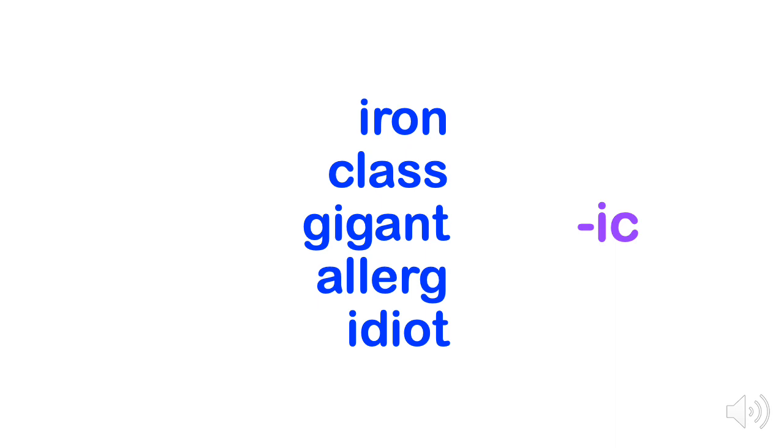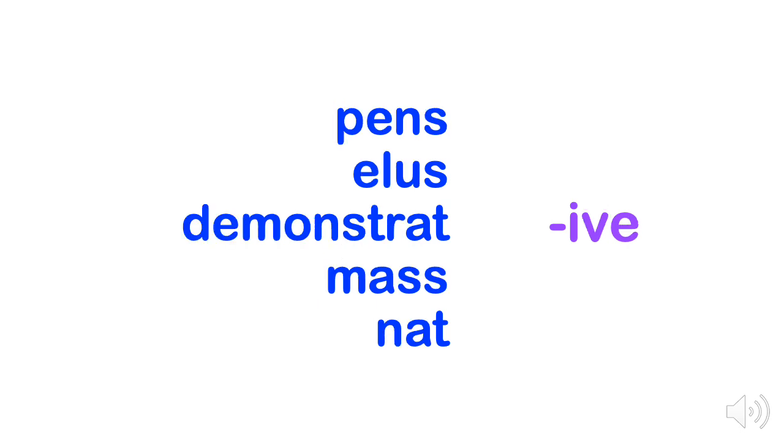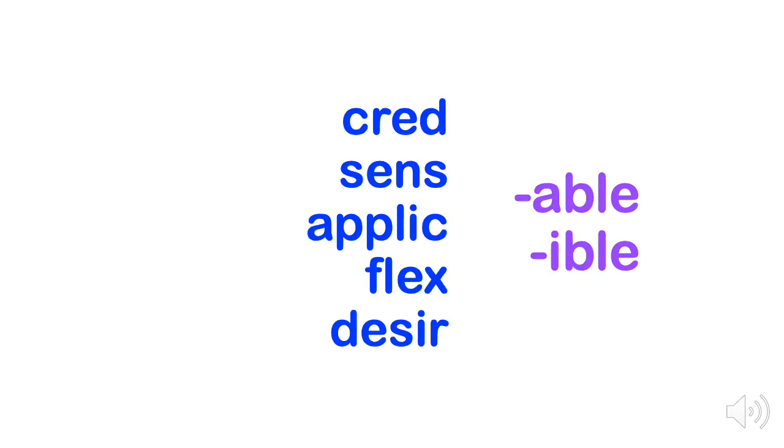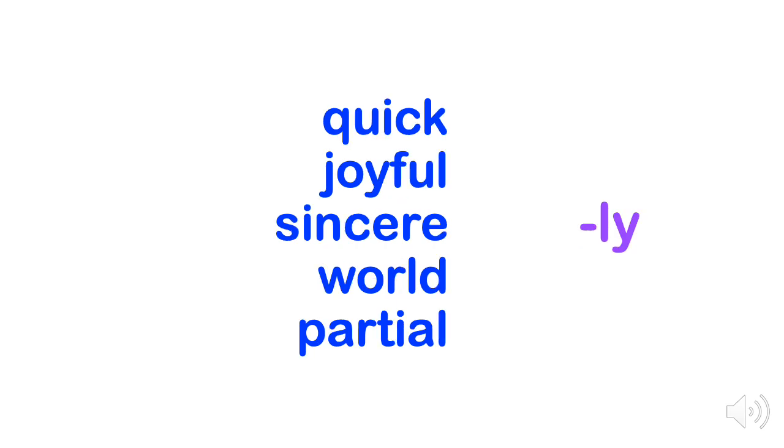ic, which is a descriptive suffix meaning to be or have, ive, a descriptive suffix meaning to have or be, able or ible, an adjectival suffix which means able to do, and the suffix ly, which is the most common adverb suffix and describes how a verb is done.